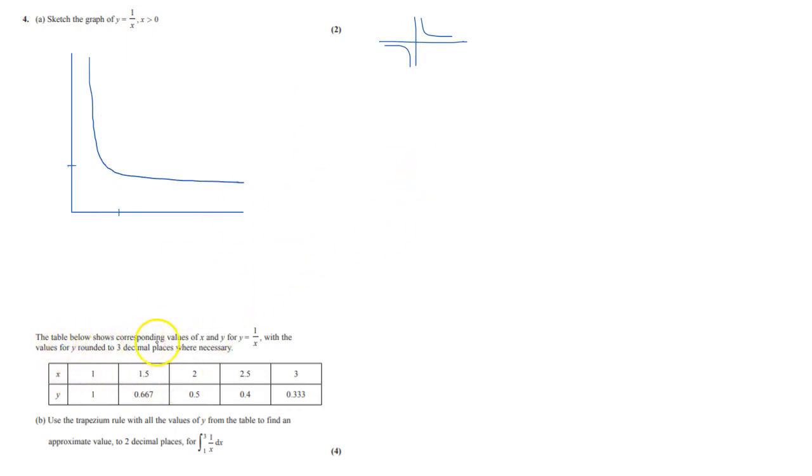Now the table below shows the corresponding values of x and y, with the values of y rounded to 3 decimal places where necessary. Use the trapezium rule with all the values of y from the table to find an approximate value to 2 decimal places. So part B is to find the approximate value.